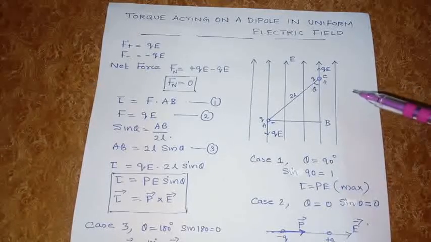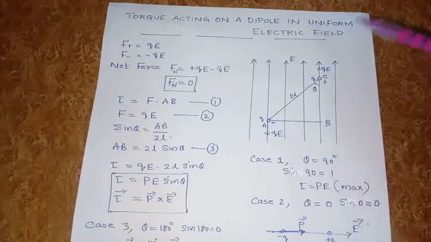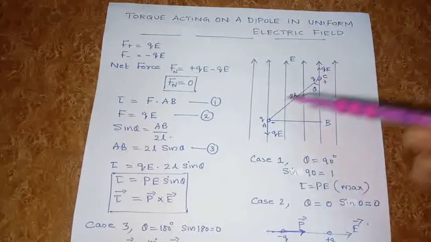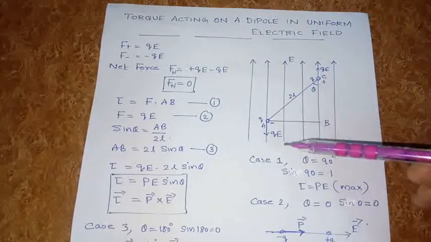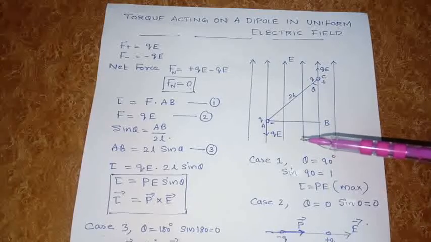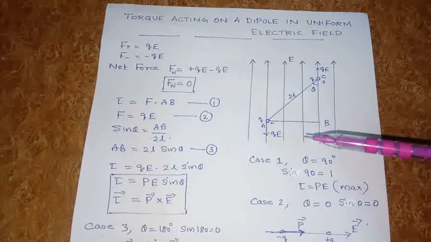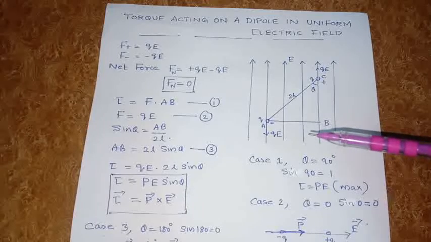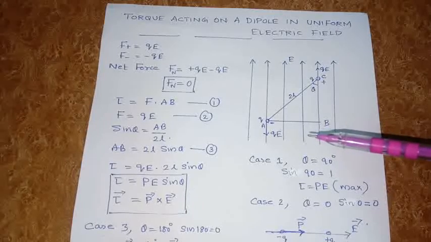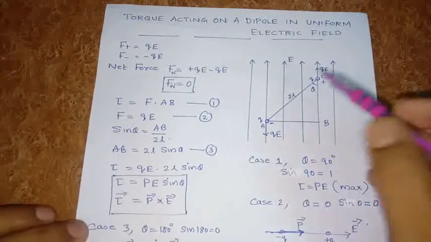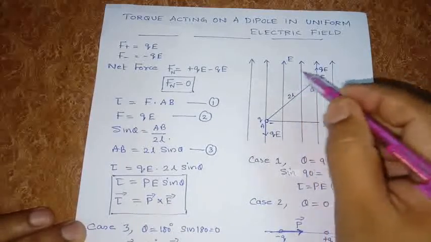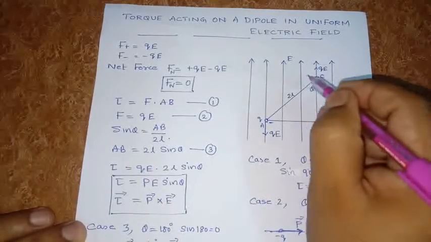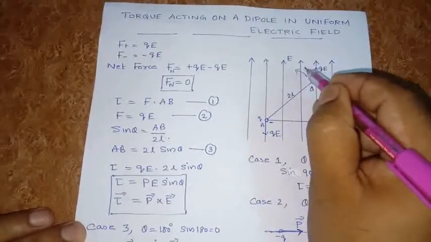But the line of action of these forces are different. This force is acting in this direction, this force is acting in this direction. They are not in the same line. Since the line of action is different, there exists a couple, and a couple causes rotation, and this dipole will rotate inside the electric field, and there exists a torque tau.